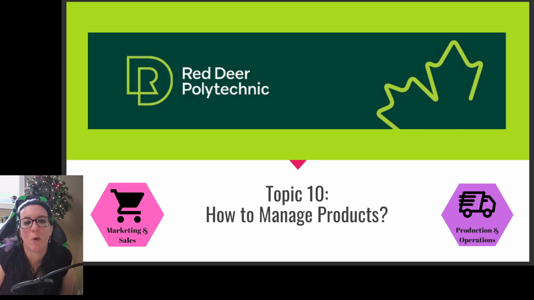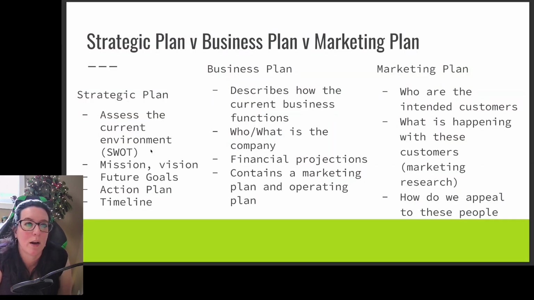In our previous video, we were looking at strategic planning. So once we have a strategic plan, that is then going to inform the functional areas of our organization. And so what we're going to look at in this set of videos is how we manage our products. So we're looking first at the 4 P's that make up our marketing mix.